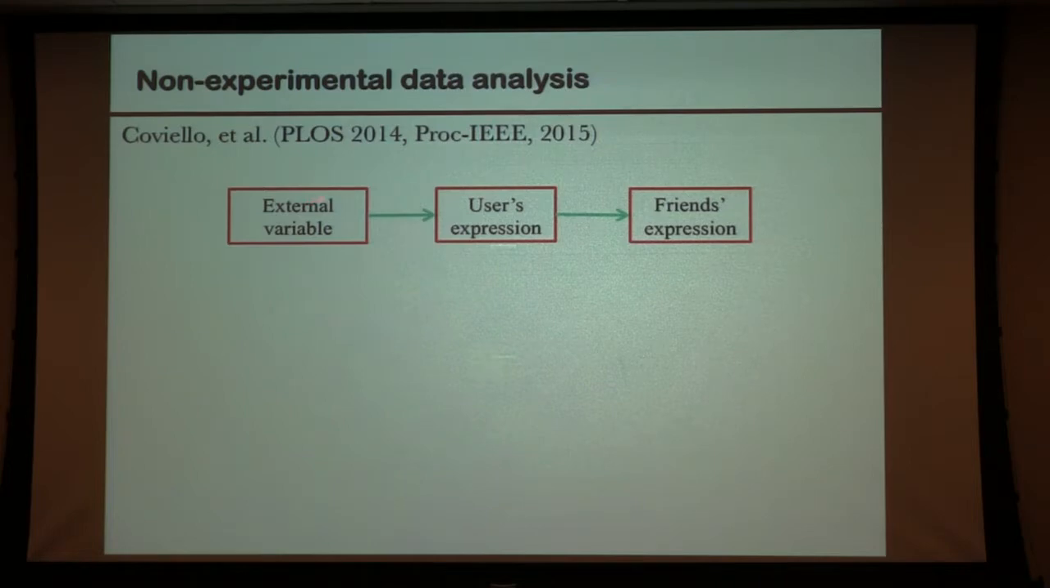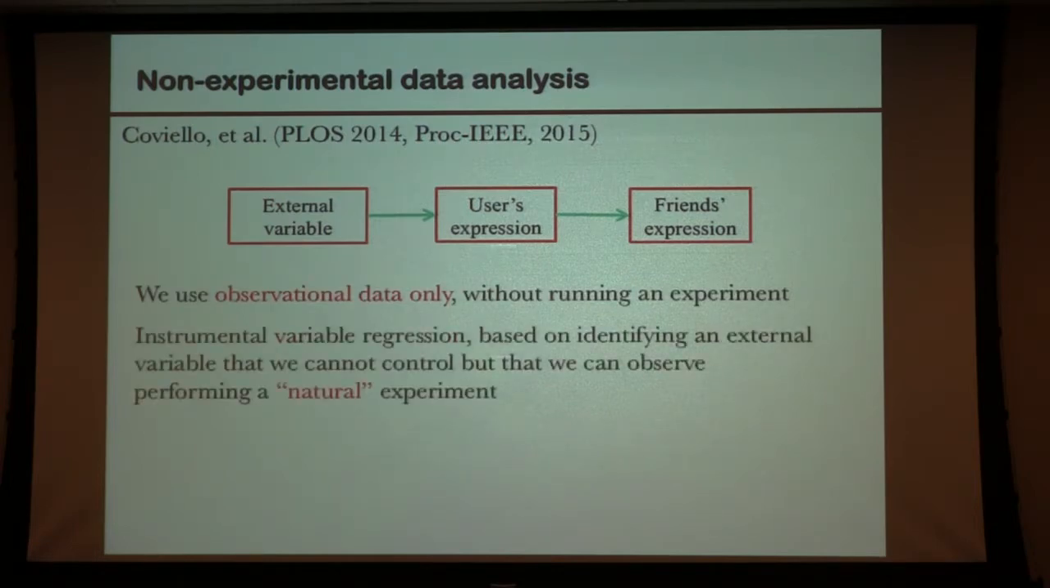The idea is that you don't need to do an experimental analysis, but you want to do a non-experimental, non-invasive analysis of this. To do that, you have to identify an external variable on which you do not have any power. You are not the one who's going to decide whether somebody is going to see more posts that are positive or negative. Once you have this external variable, you have to use it to discover your correlations. So we use only observational data, not running an experiment, and we use a method called instrumental variable regression, which is based on this variable that we cannot control, but we can observe. It's sort of a natural experiment, because the variable is not controlled by us. It's given by somebody else, and we want to discover what's going on.